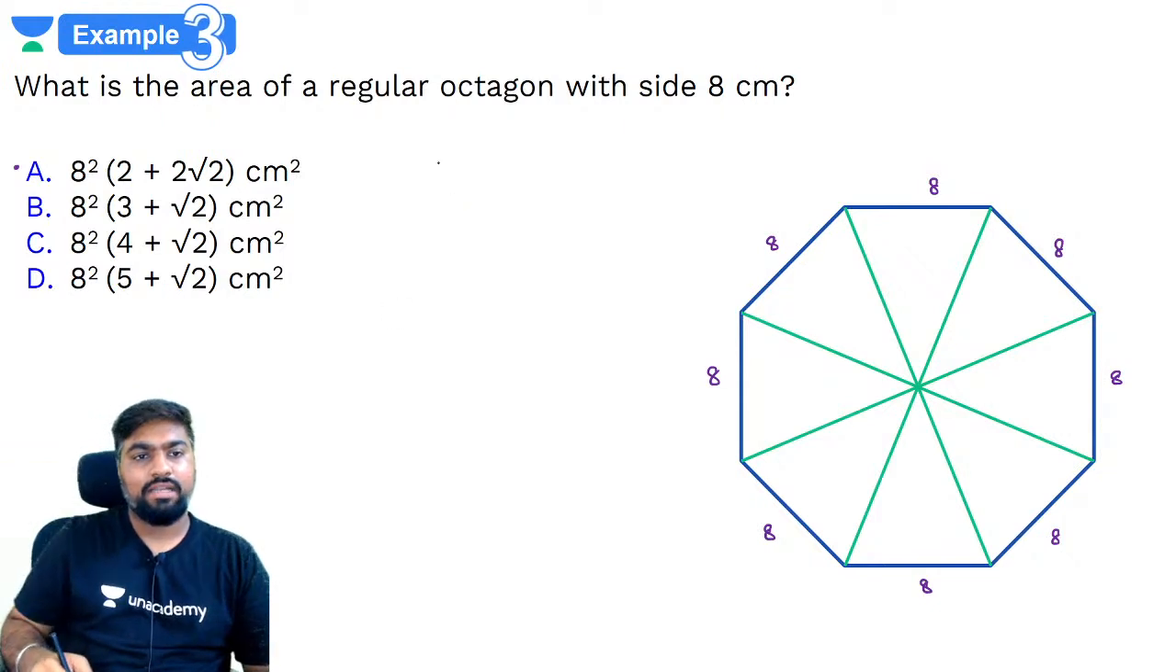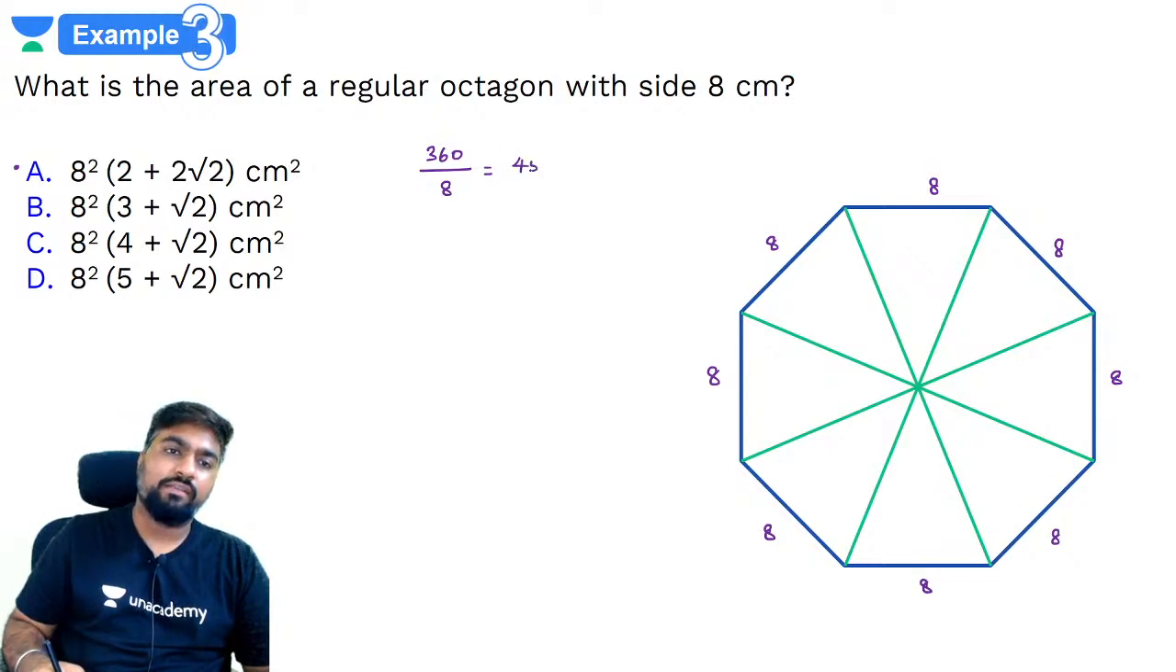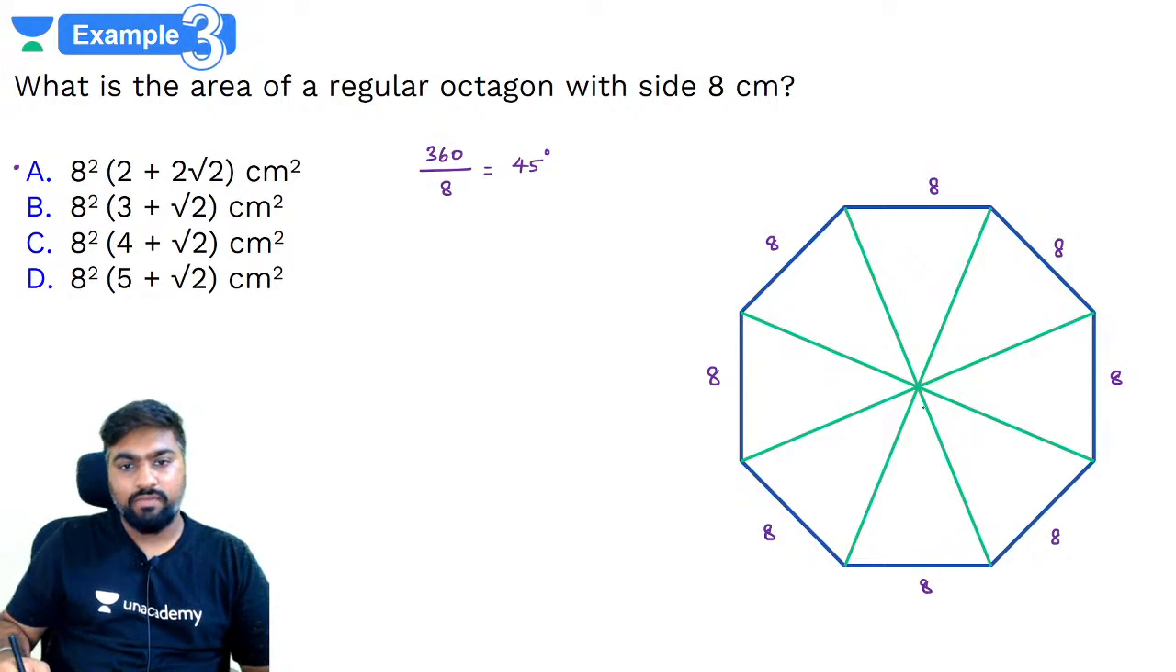No. Why? Central angle is 360. There are 8 angles, so 360 by 8 is how much? 45 degrees. Yes, so each of these is 45 degrees. And since these two sides are equal, what do you get? This will be 135 by 2, 135 by 2, correct? 67.5 degrees, 67.5 degrees. Is this an equilateral triangle? Definitely not.